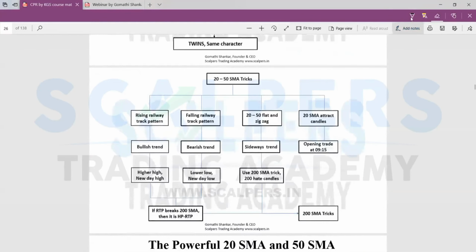So as I told earlier, we saw all the tricks: rising RTP, falling RTP, sideways, and 20 SMA attracts candles. Remember one thing, this 20 SMA attracts candles trick you should apply only at 9:15. Don't ask whether I can use it in the afternoon, whether I can use it in the evening. Don't ask. You can use it. It is a little risky. That's why I am not recommending it.